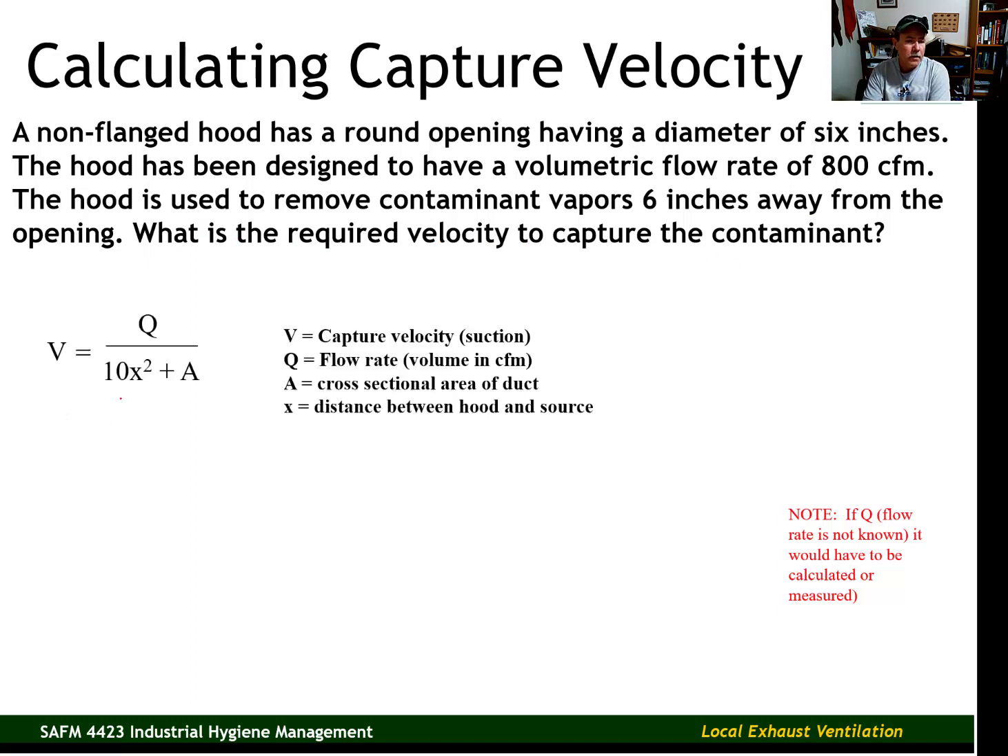Again, here's our formula for calculating the required capture velocity. Now, this note over here, if the flow rate was not known, we may have to calculate that flow rate before we can use this formula to calculate our capture velocity. But in our example here, the flow rate is known. It's 800 cubic feet per minute. So we're good to go. Everything we need is here except for our cross-sectional area. We're going to have to calculate that cross-sectional area.